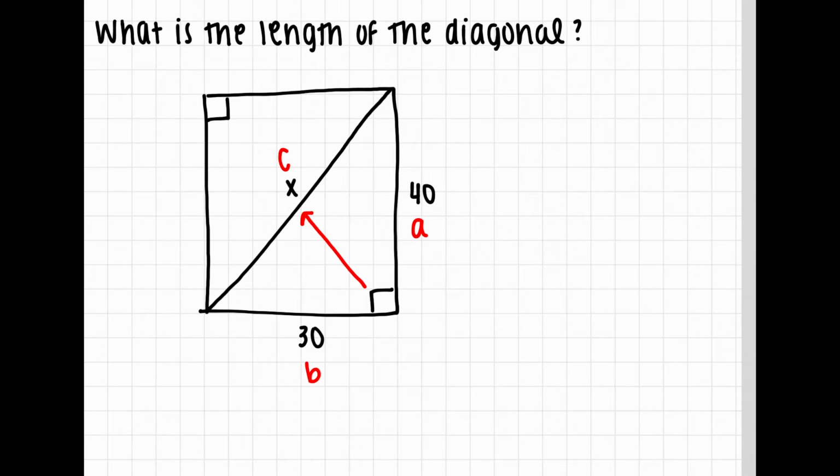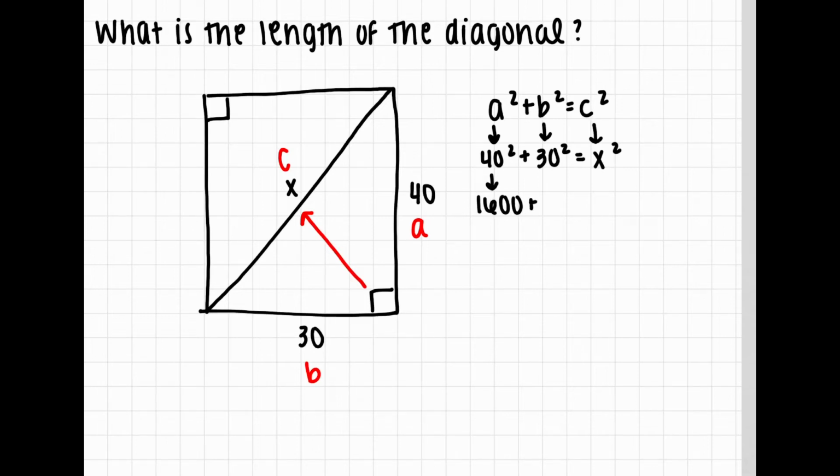So I know I can use my Pythagorean theorem, A squared plus B squared equals C squared. And I can start filling in that information. I labeled A as 40, so 40 squared plus B for me was 30, so 30 squared is equal to, and then that C is X, so X squared. So when I multiply it out, 40 times 40 gives me 1,600. 30 times 30 gives me 900, and it's equal to X squared.